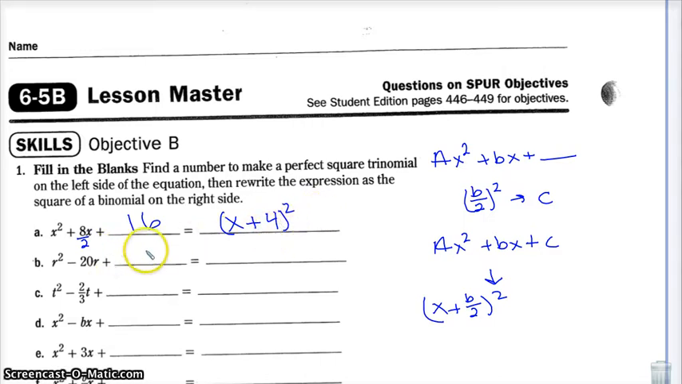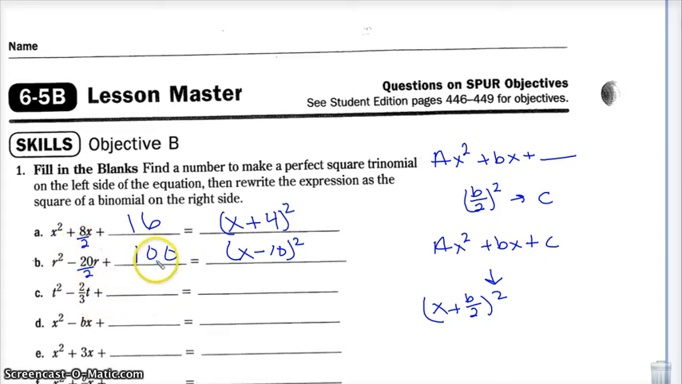For part B, I'm missing my c value, so I will divide my b value by 2, which is negative 10, and square it, which is 100. To rewrite this as a binomial squared, it is x minus 10 squared. And I get 10 from dividing that b value by 2.